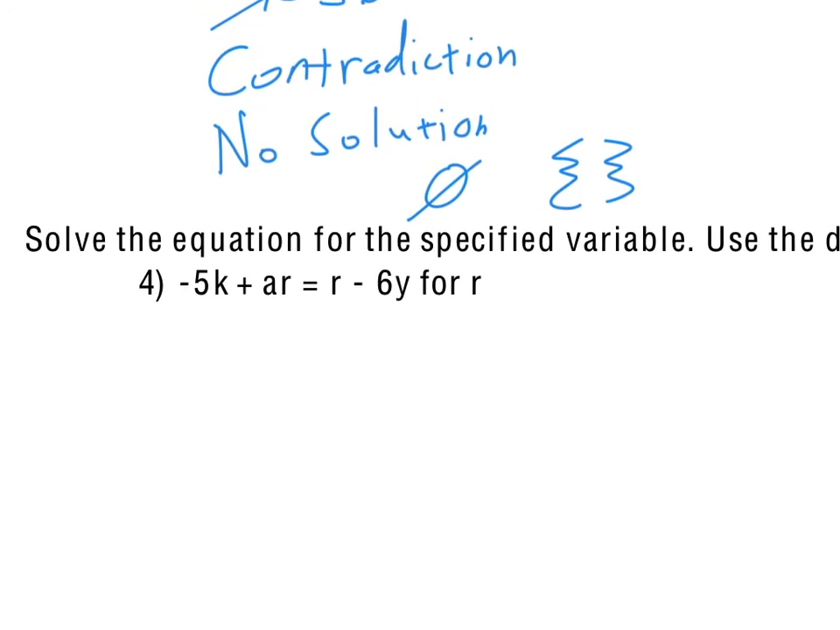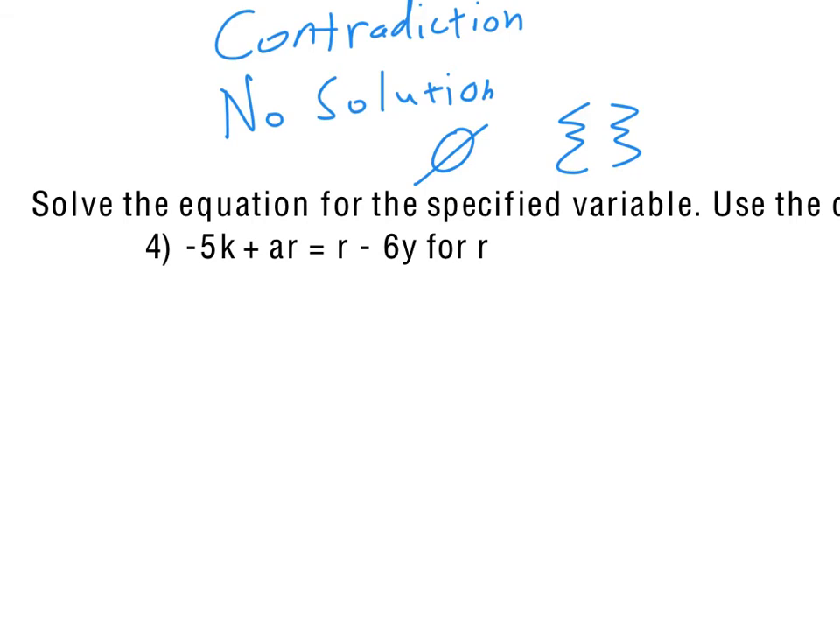All right, so solving the equation for the specified variables. So we're solving this one for r. So the trick here is that we've got r on this side and r on that side. So that's a bit of a problem. What we want to do is get those r's on the same side, whether left or right, but get those together.